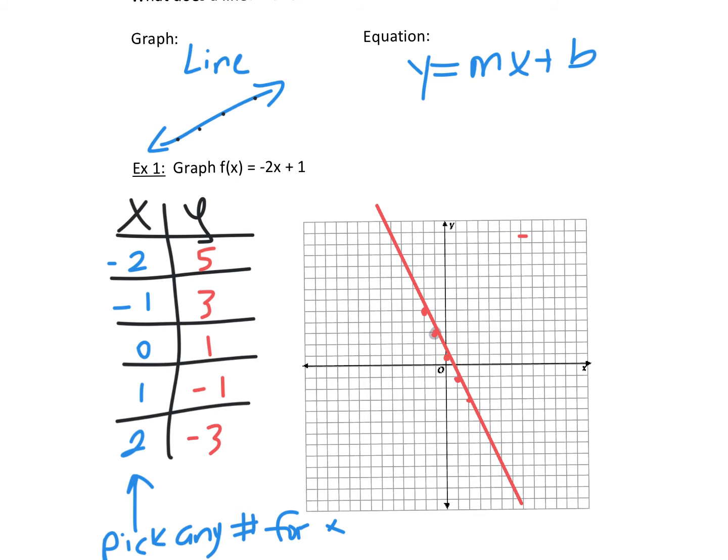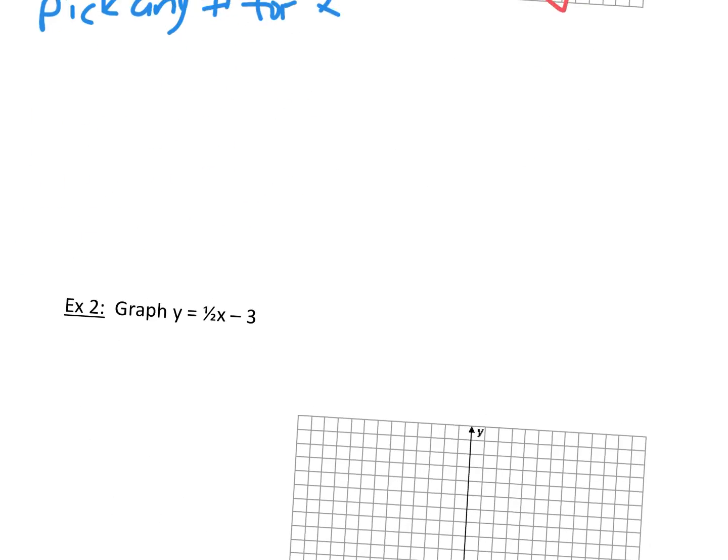And let me just get rid of this ruler. And then you're going to add arrows to your line to show that it goes on infinitely in both directions. And your final touch is you're going to label the equation. Remember, f of x means y. So f of x, or y, equals -2x plus 1. That's the name of the equation. You label the name on its picture. And that's how we graph a line. Okay, so we're going to go to the next example.